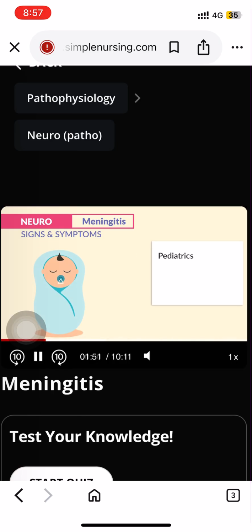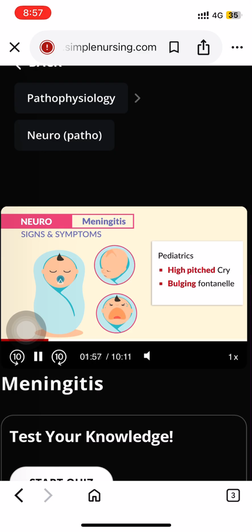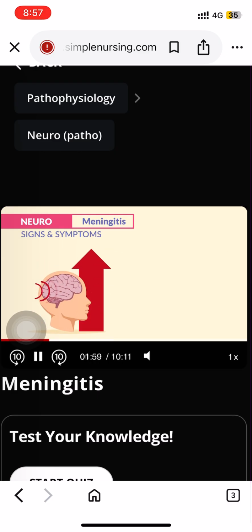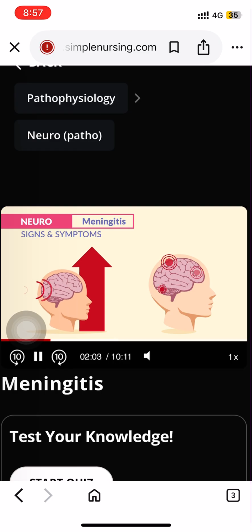Now, for pediatrics or little babies, the 2 classic signs are a high-pitched cry and bulging fontanelles. These are typically the 2 most tested classic signs for ICP and meningitis in our pediatric patients.